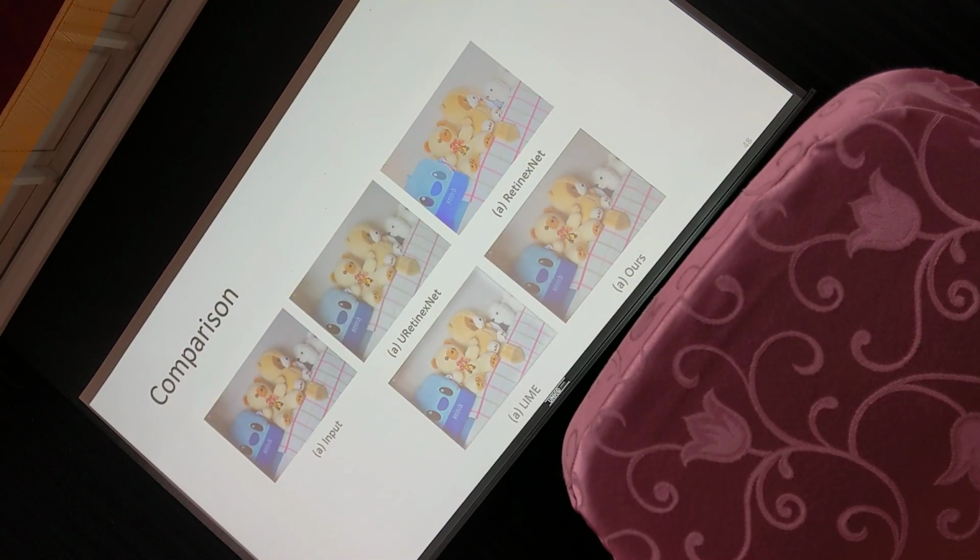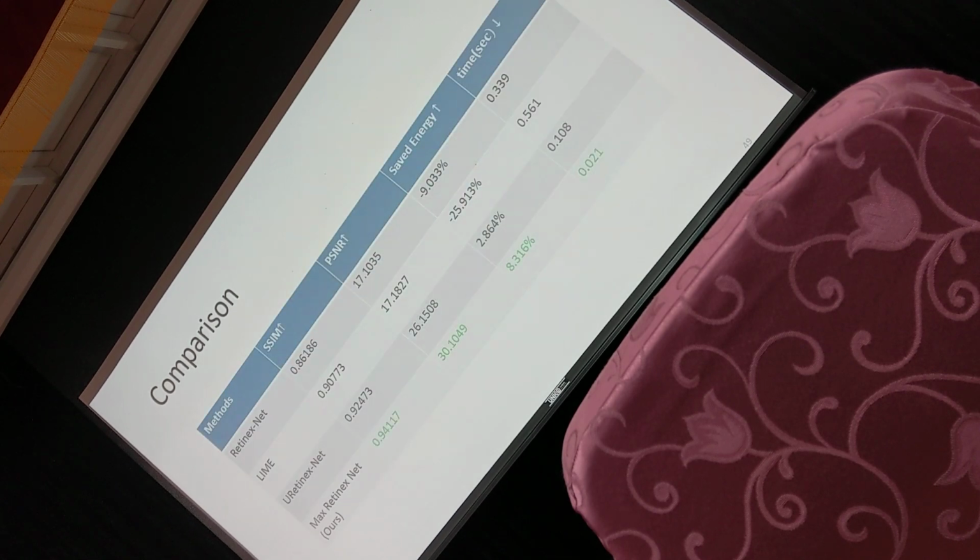I also compared the result with other approaches. Now you can see that Retinex is better than the others, but not much better than ours. I directly trained them and input the same input image into them to get a result. As you can see, we get a better SSIM and PSNR, and also save a lot of energy, in such a short time. This is my purpose.